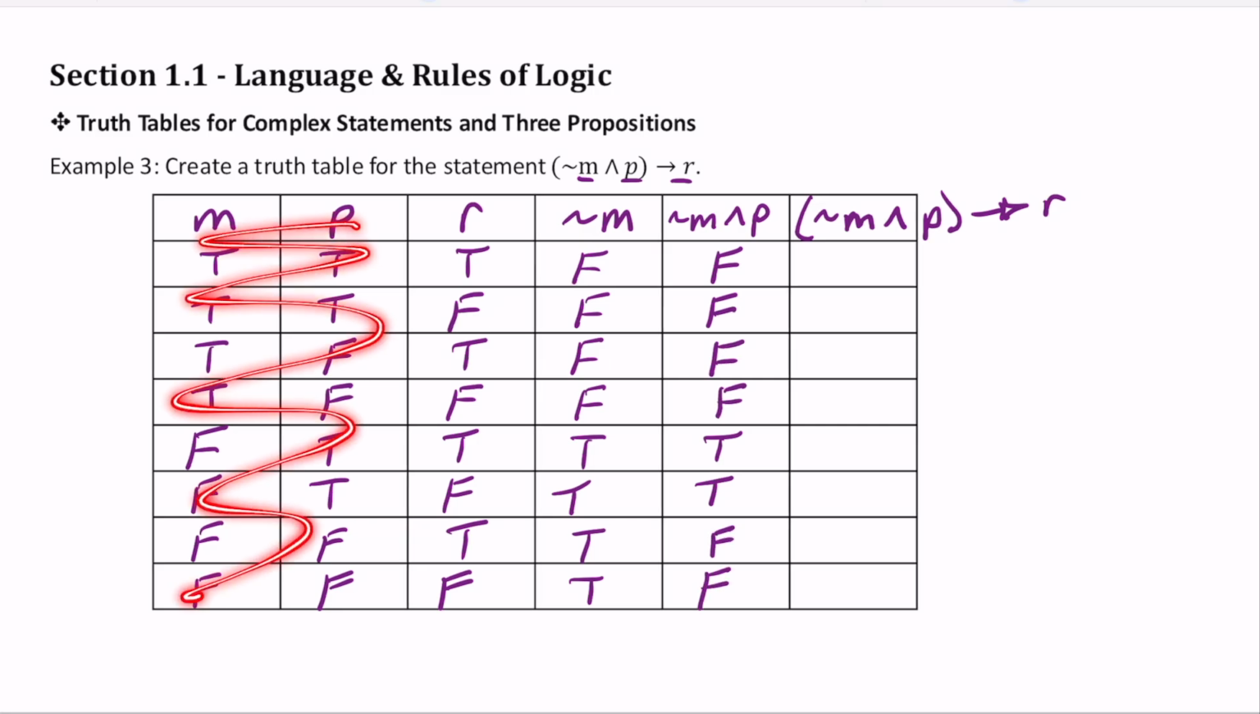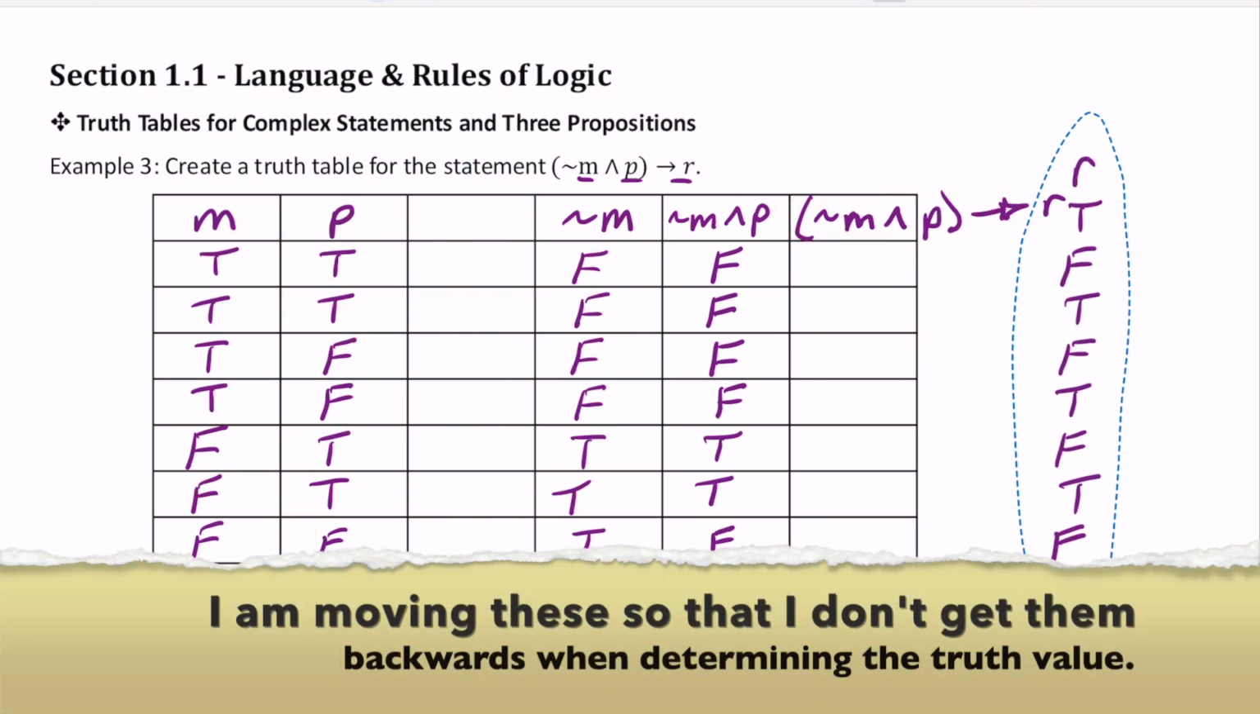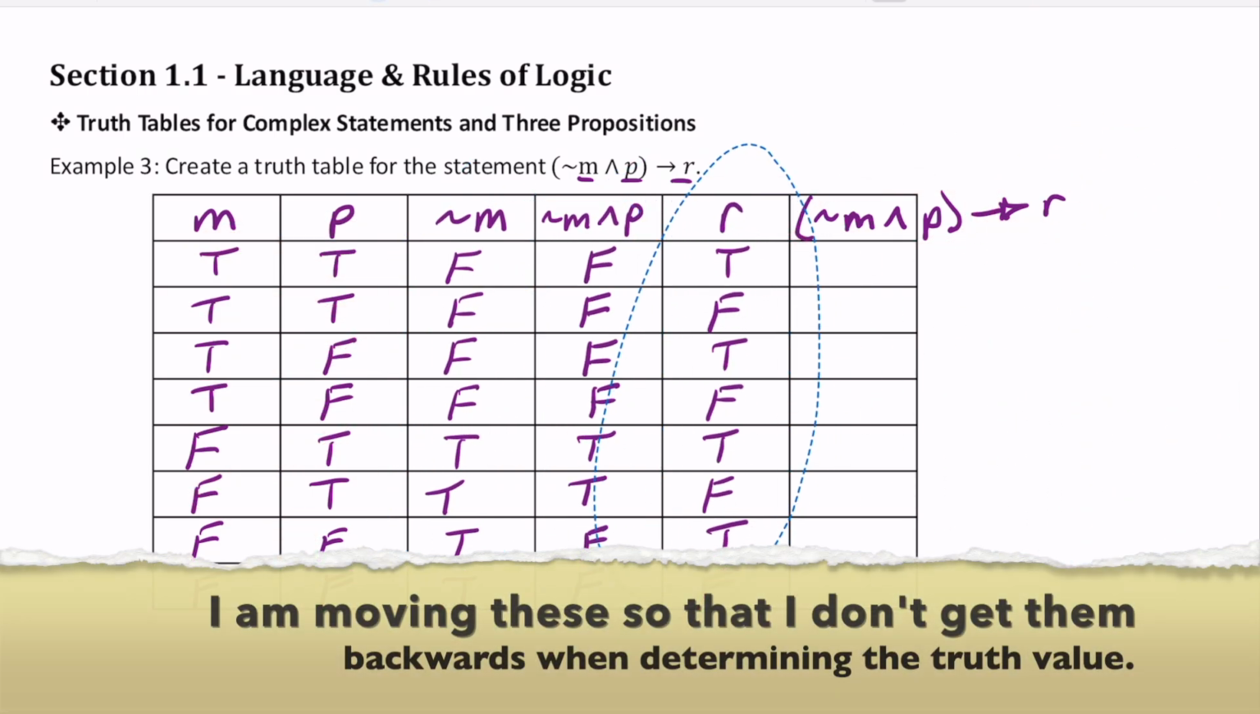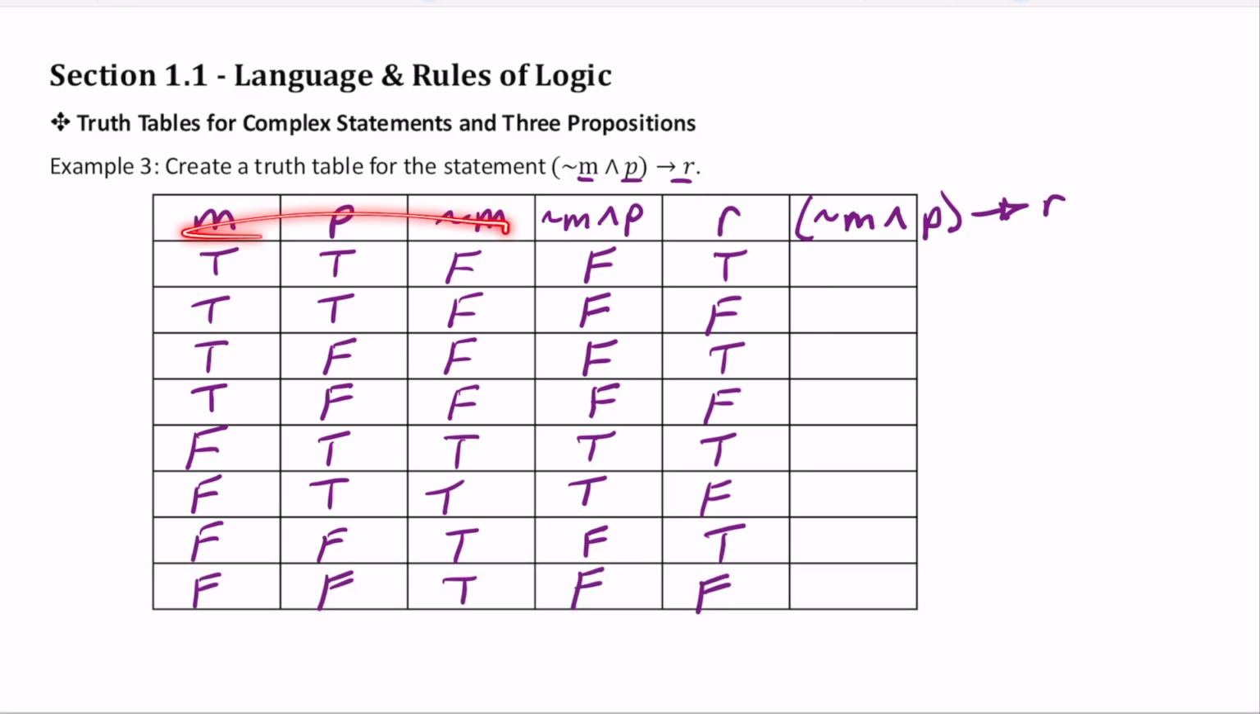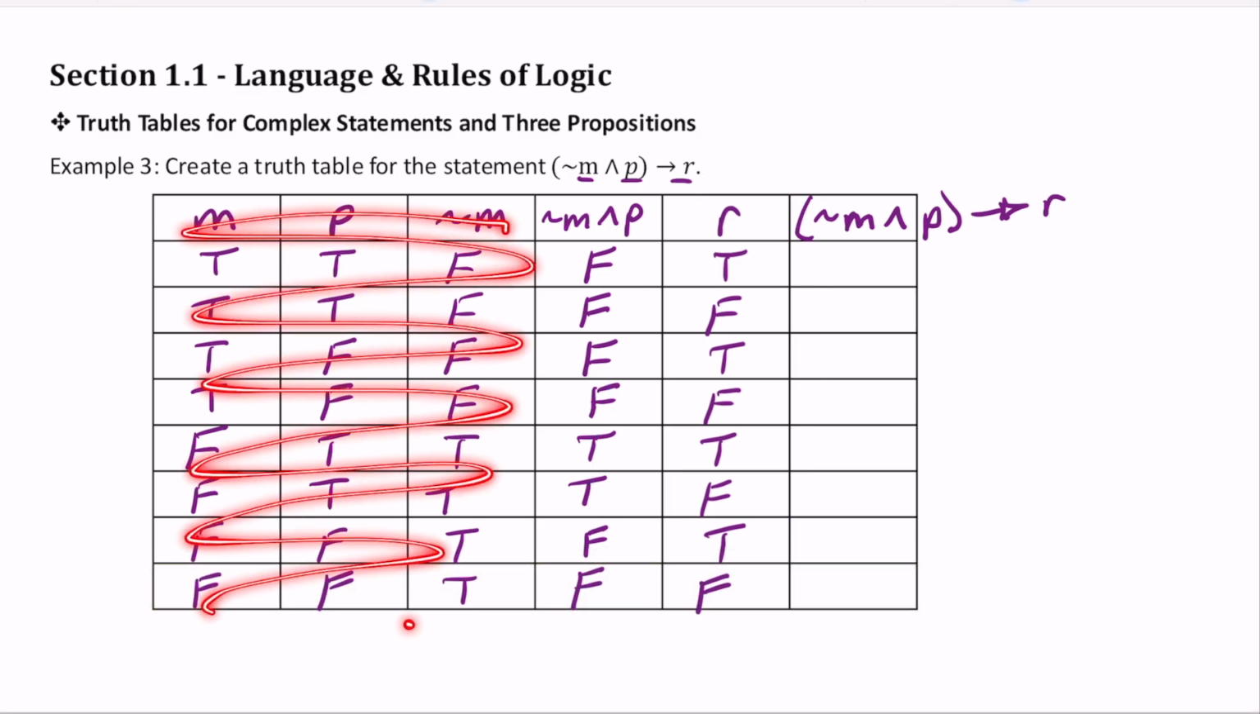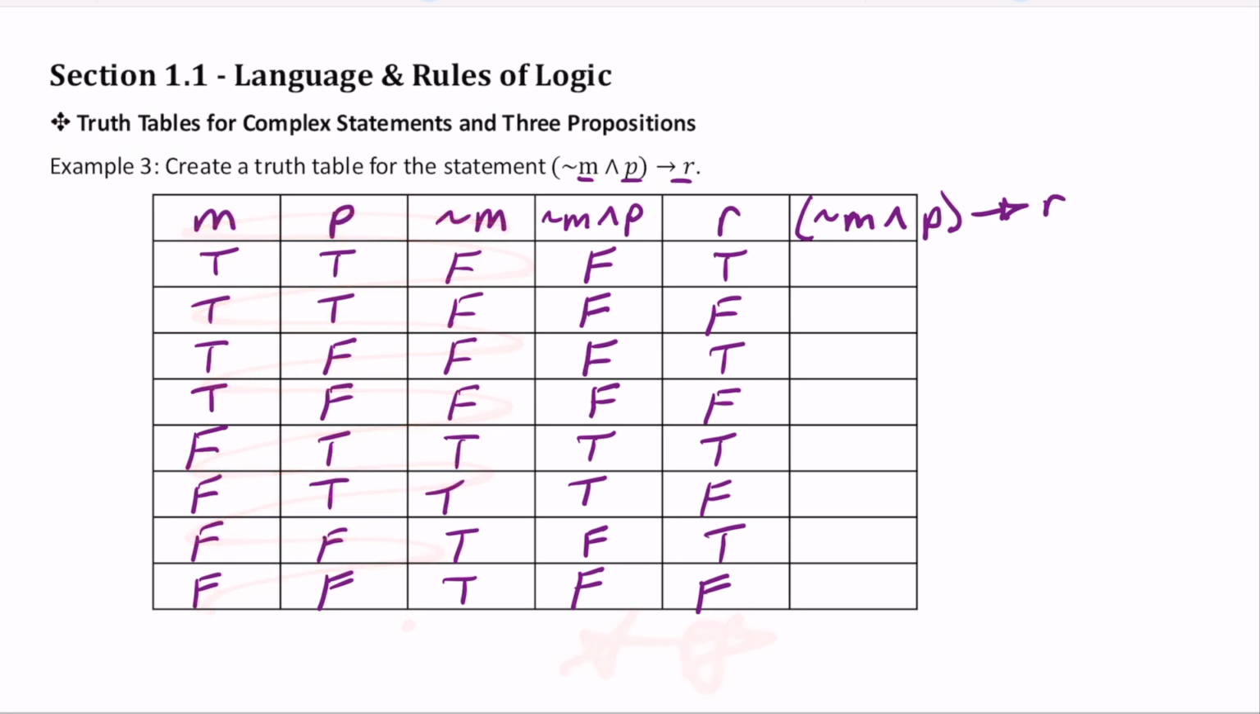For the final column, we will look only at the column with R and the column with not M and P. Be careful with the order of an if-then statement. Since not M and P is on the left side of the statement, it is the hypothesis, and R is the conclusion. Remember that if-then is only false if the hypothesis is true, but the conclusion is false. We will mark the rest true, and your truth table is complete.